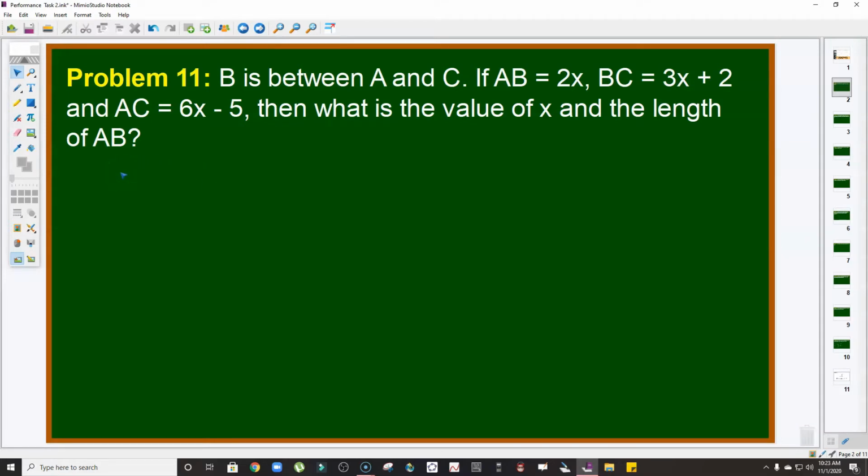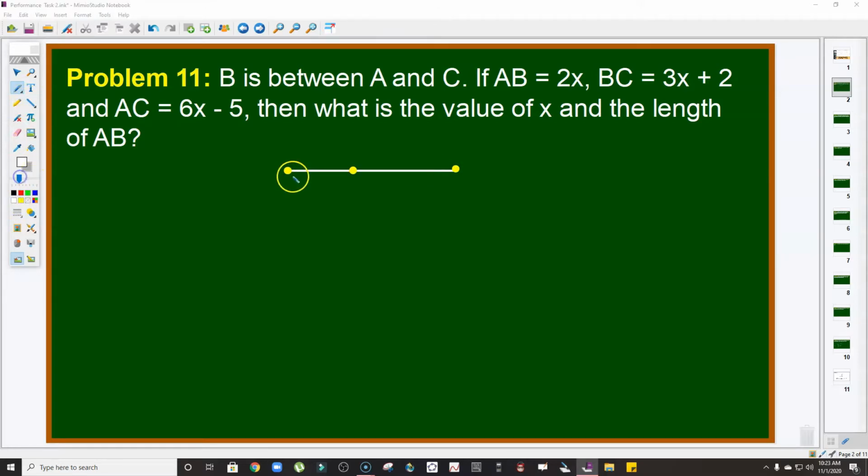Problem number 11. B is between A and C. If AB equals 2x, BC equals 3x plus 2, and AC equals 6x minus 5, then what is the value of x and the length of AB? Now, it says here, B is between A and C. So if we're going to make an illustration, suppose this one, then let's label the points.